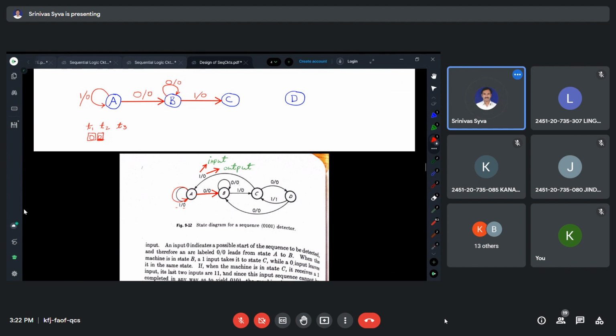again, suppose 0 we are receiving. That means when we are in the state C, it indicates that we have already received 0, 1, that is, the first bit is 0, the second bit is 1, and now the third bit is suppose 0. Okay, so what happens? The machine will move to the state D. Like that.